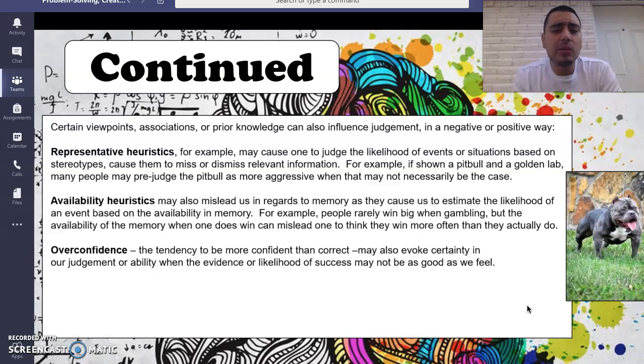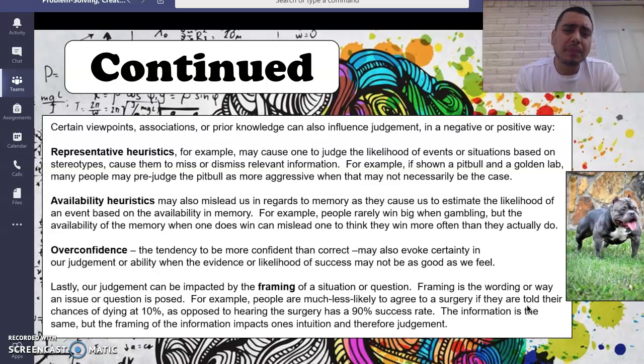Overconfidence is another big one. So this is a tendency to be more confident than correct. It may also evoke certainty in our judgments or abilities when the evidence or likelihood of success may not be as good as we feel. So overconfidence is just feeling that sense of, you got what it takes, you're good to go, y'all don't need to study, I'm good, I'm great, I've always been an A student, I'm never going to get a B. And then boom, you get a B because you didn't study.